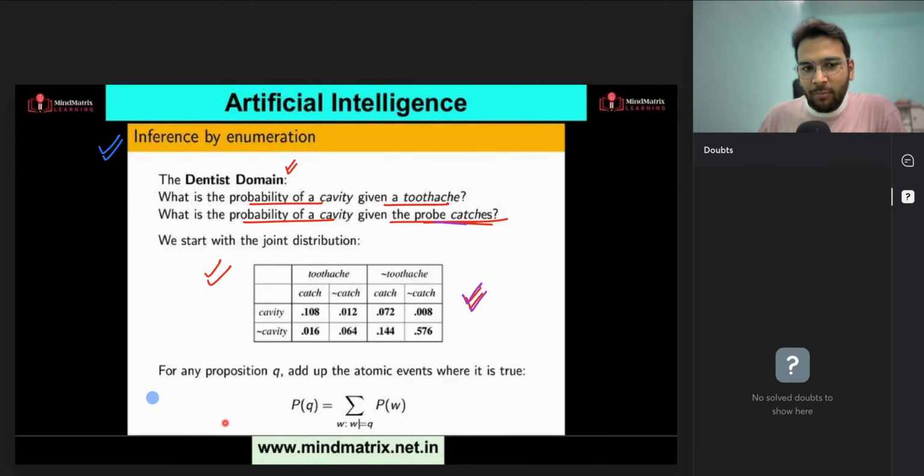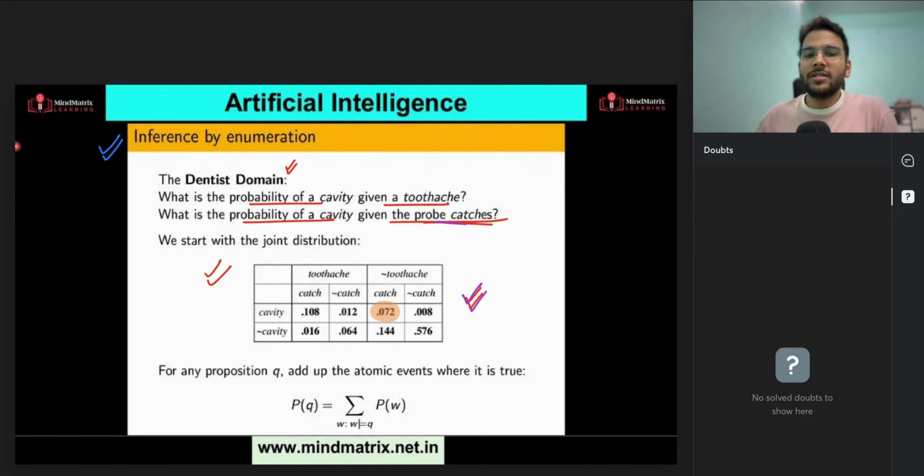So can I say I'm going to add these two values? Yes, that is correct. Absolutely correct. Because we are finding out the probability of cavity and it is already given that catch is there. That means we have caught the microbes, right? So catch is there in these two columns, right? So this value and this value belong to cavity. So basically we are going to add these two values.